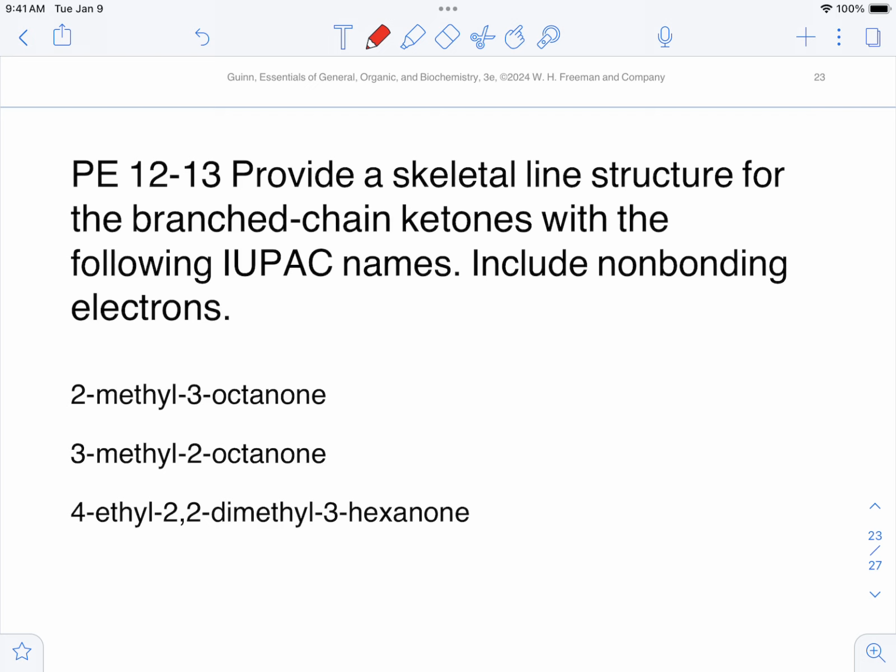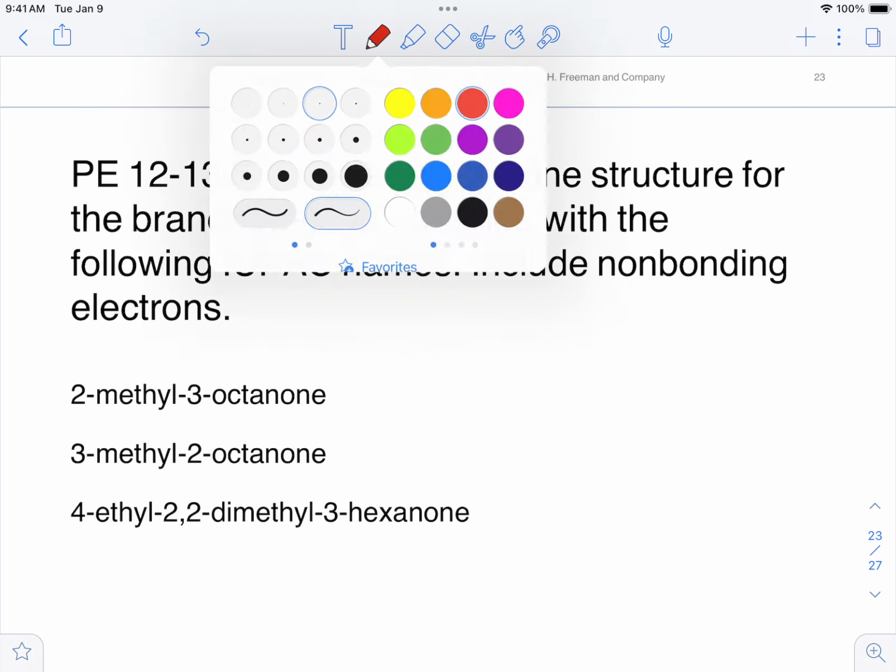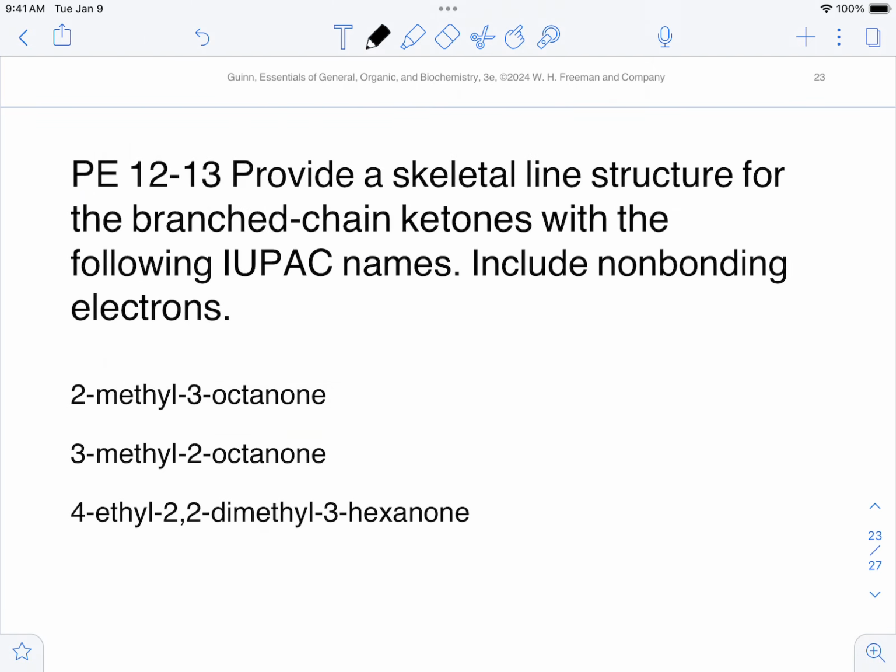Provide a skeletal line structure for the branched-chain ketones with the following IUPAC names. Include non-bonding electrons. Okay, so I would encourage you to pause the video and try this on your own. So we have 2-methyl-3-octanone. So right here tells me that it's an 8-carbon chain. So I'm going to draw that out. So that should be 8. 1, 2, 3, 4, 5, 6, 7. That is 8.